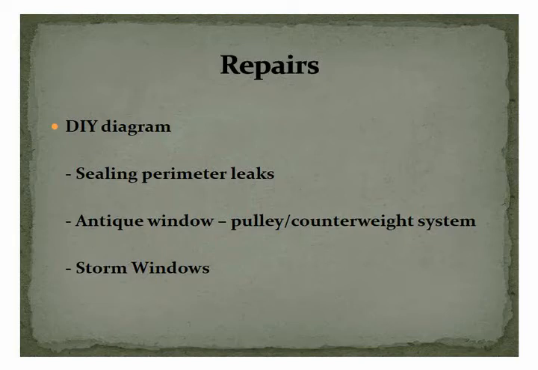If you've been involved in one of our House Smart programs or energy audits, you probably received a diagram, a do-it-yourself repair on windows. And we talked in that diagram about how to seal perimeter leaks around the window trim, casing trim, and so forth. If you have an antique window that has the old-fashioned pulley and counterweight mechanisms, there are some devices available to seal that little pulley, which is a huge air leak on those old windows.